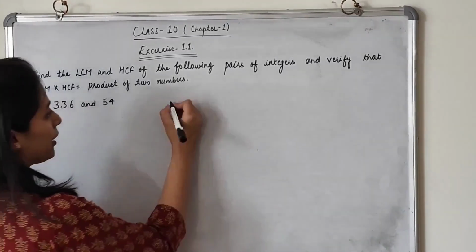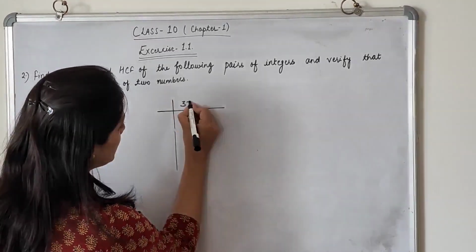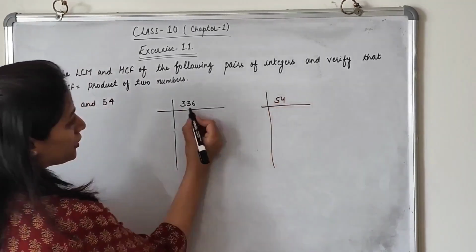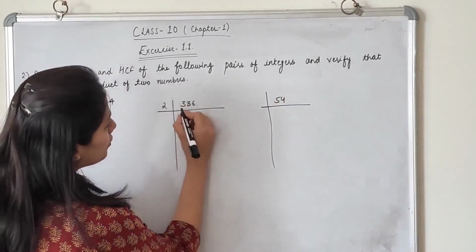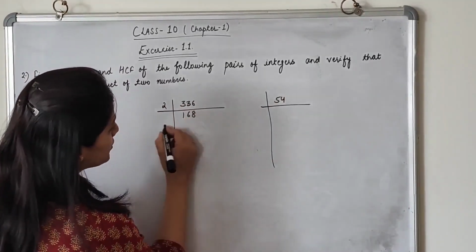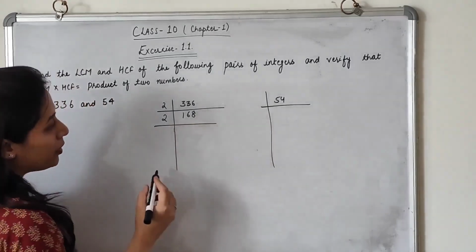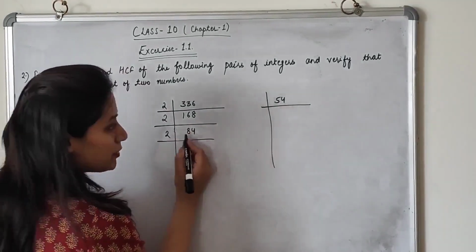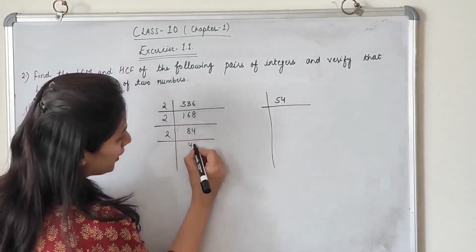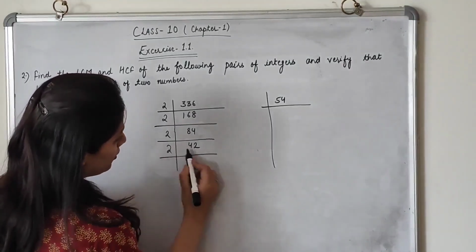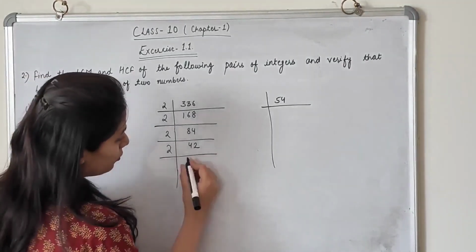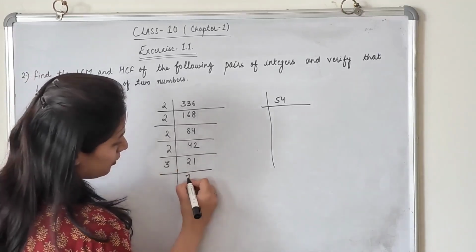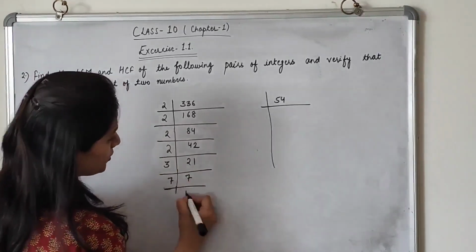Here is the next part: 336 and 54. Again find the prime factors of 336 and 54. 336 is divisible by 2. 2 1s are 2, 2 6s are 12, 2 8s are 16. Again divisible by 2. 2 8s are 16, 2 4s are 8. Again divisible by 2. 2 4s are 8, 2 2s are 4. 42 is also divisible by 2, which gives 21. 21 is divisible by 3, gives 7, 7 1s are 7.